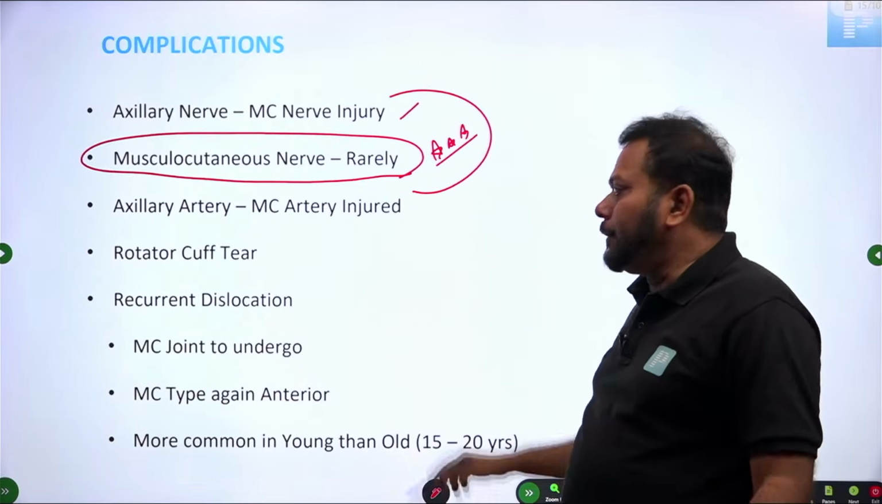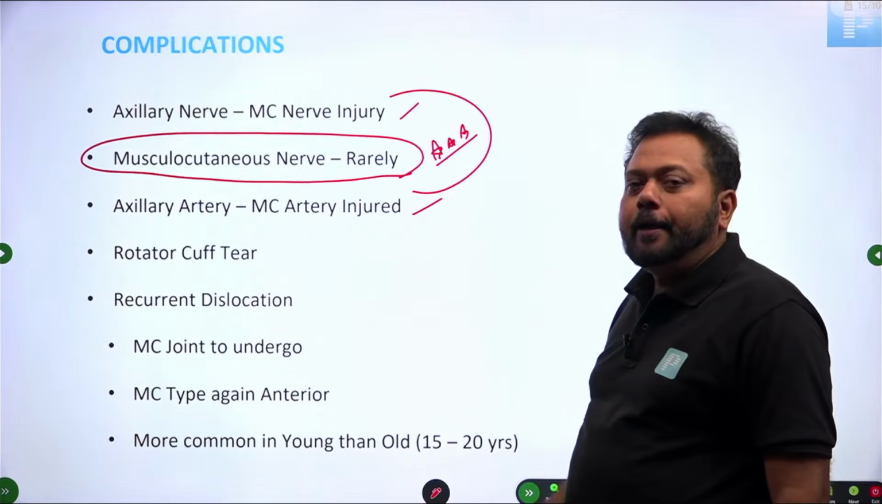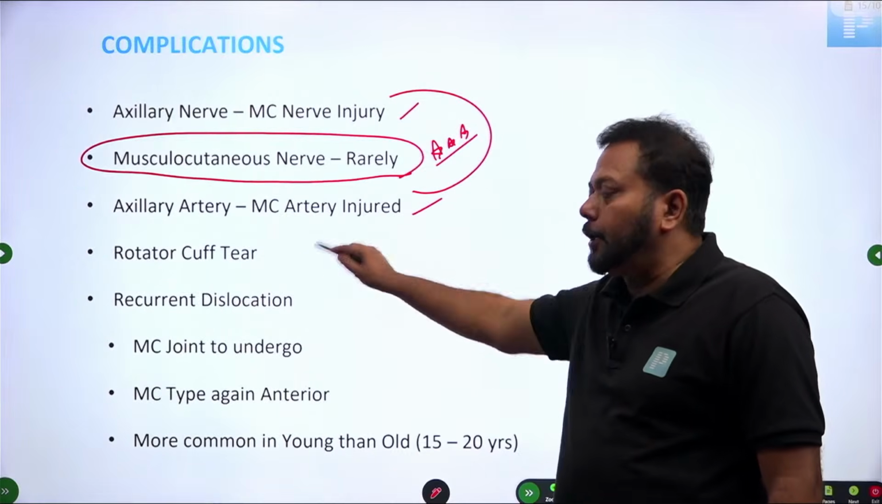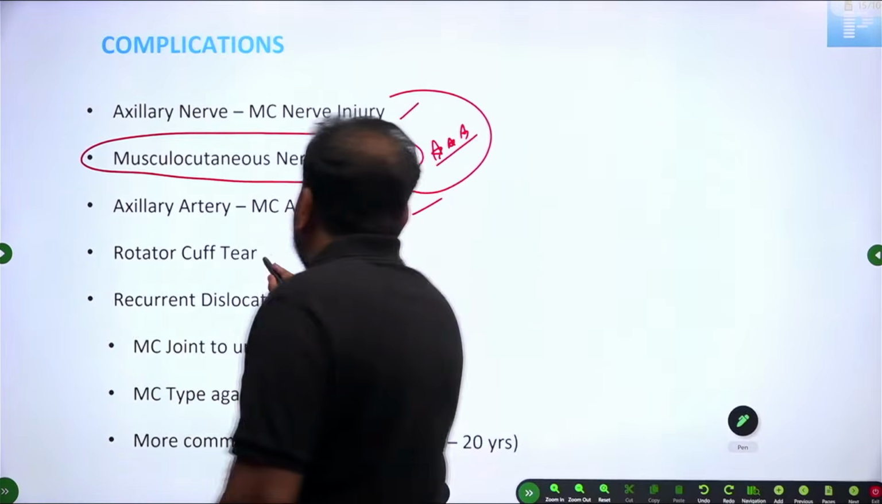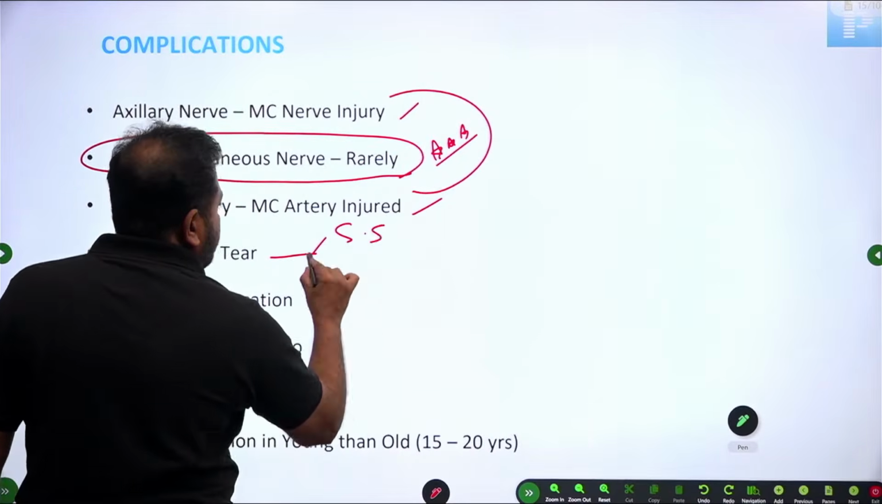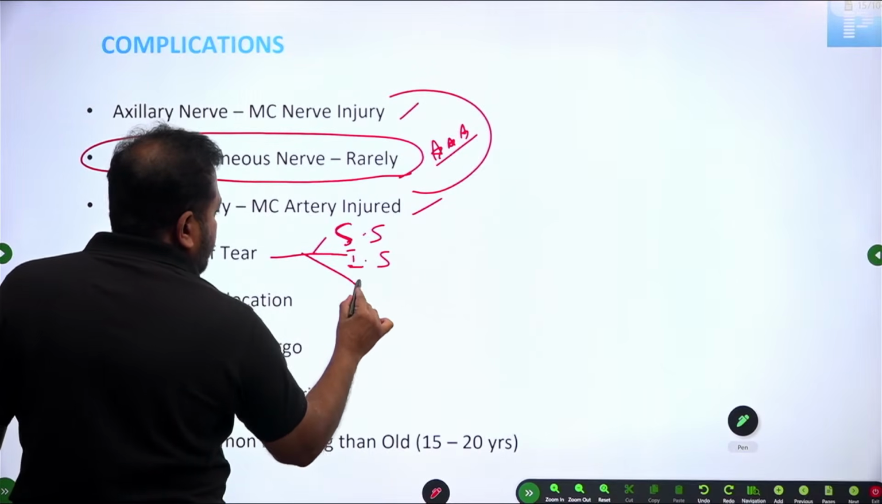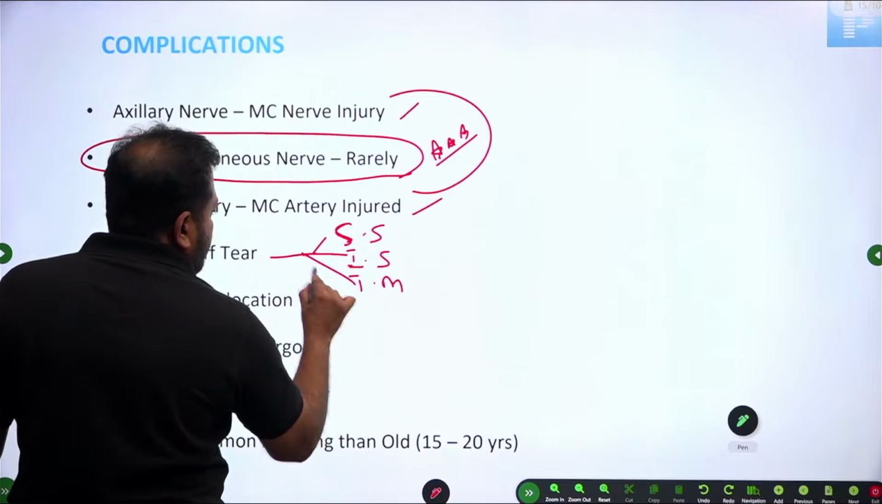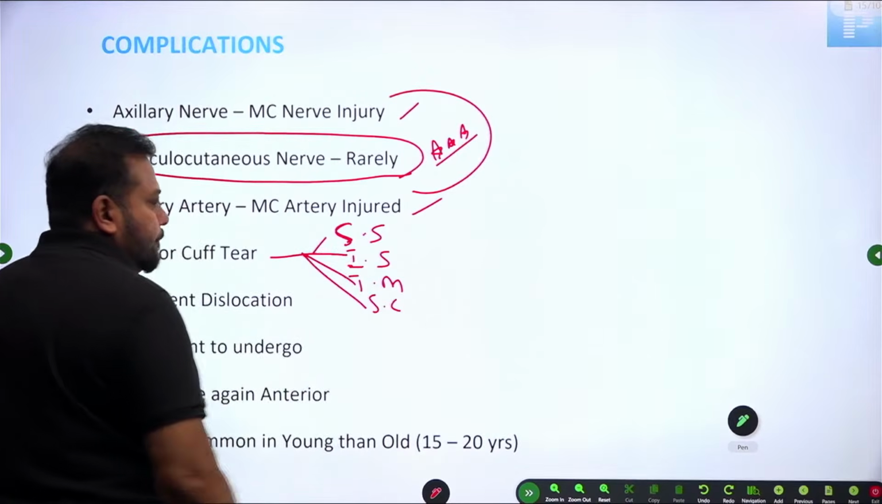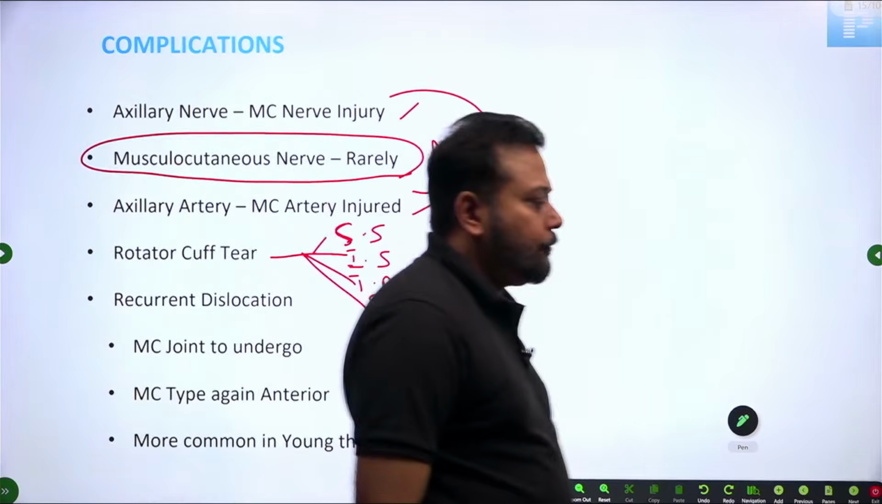Most common vessel without controversy, axillary artery, and shoulder dislocation can cause a rotator cuff tear. Rotator cuff tear means there is a tear in supraspinatus, infraspinatus, teres minor, subscapularis. Okay, so this is the rotator cuff muscle.